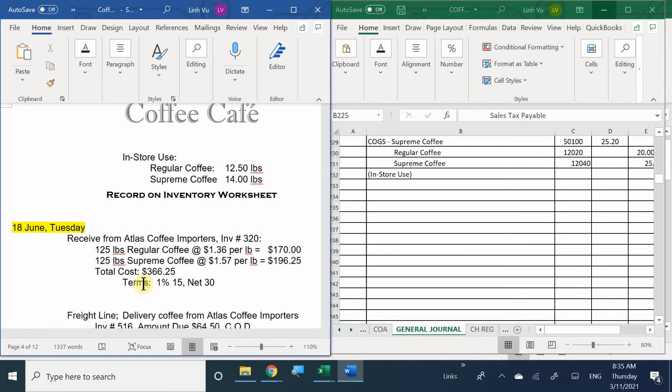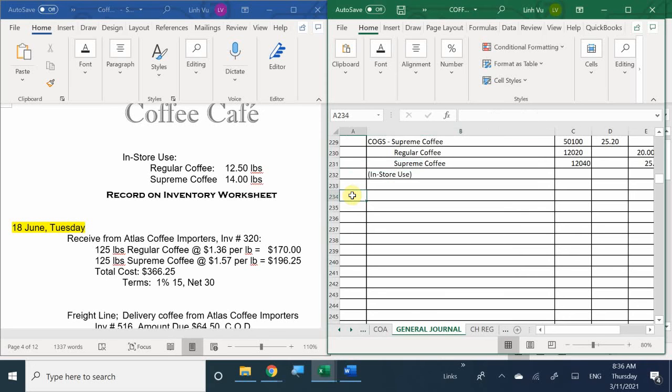Okay, so if you guys remember, what kind of tracking method do we use for keeping track of the coffee? Moving average. Okay, tracking method. Perpetual. So when we see that we received coffee and we received a bill, how are we going to journalize this?